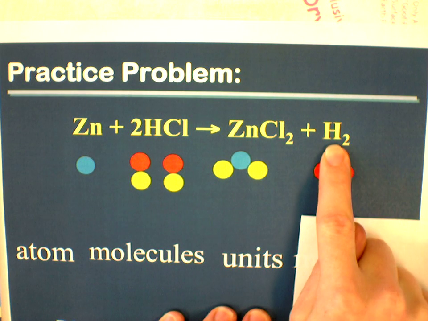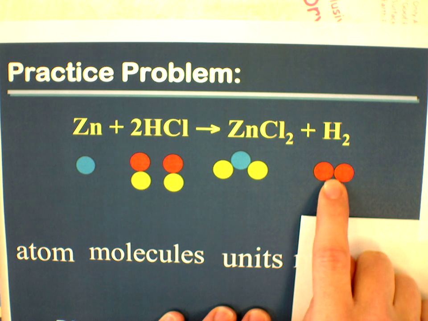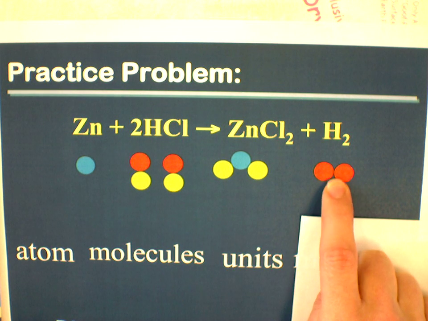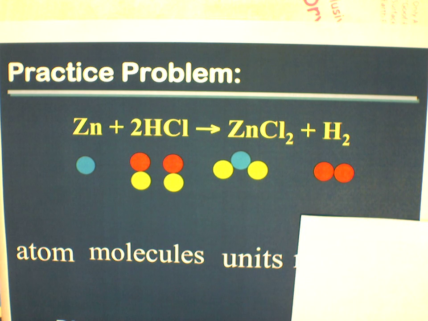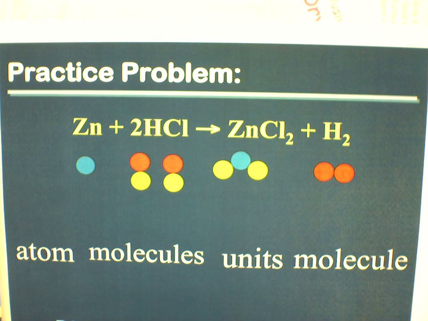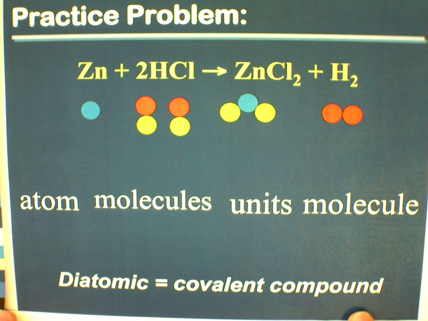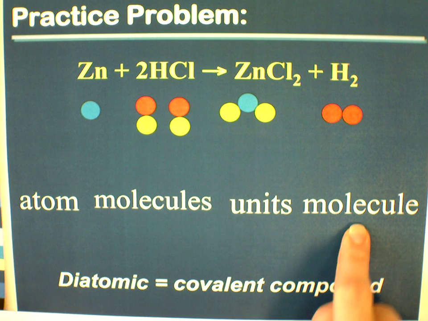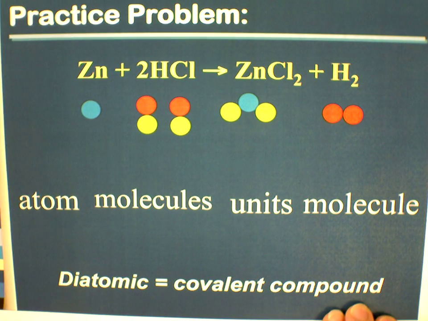And then lastly, H2. This is an element, but because it is 2 atoms of hydrogen, I'm going to consider it to be a covalent compound. So I'm going to call it a molecule because it really is a molecule. It's 2 atoms together. So diatomic elements are covalent compounds, and we refer to them as molecules. So molecules of hydrogen, molecules of oxygen, molecules of nitrogen.